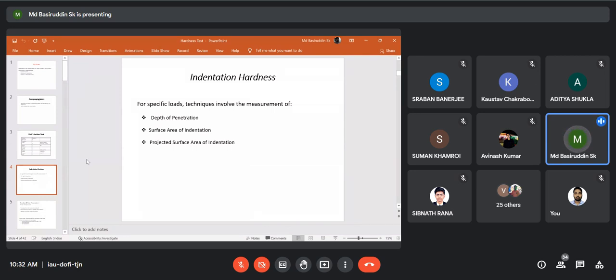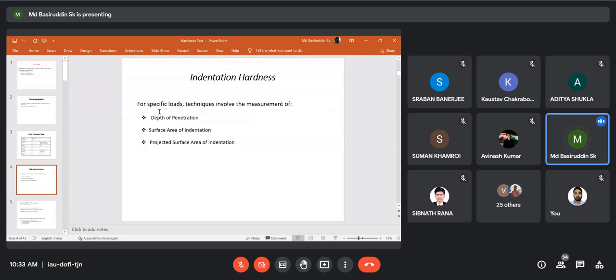Now comes the correct procedure, how we can do the indentation hardness test. In this particular indentation hardness testing process, we try to fix the load, and this technique involves some depth of penetration. In certain procedures we need to measure the depth of penetration, and in certain cases we need to measure the surface area of the indentations, whatever impressions we put on the sample surface. Then based on the applied load and the surface area, we calculate a certain number, the hardness number.